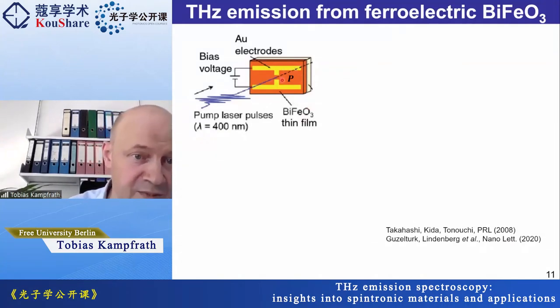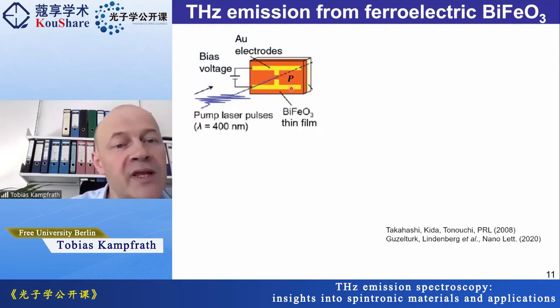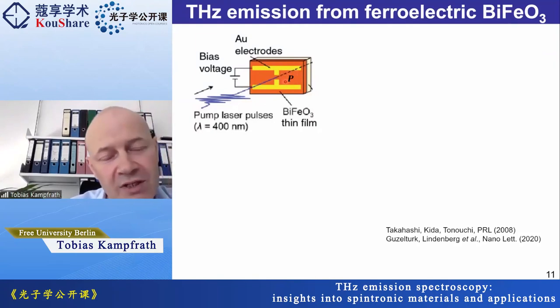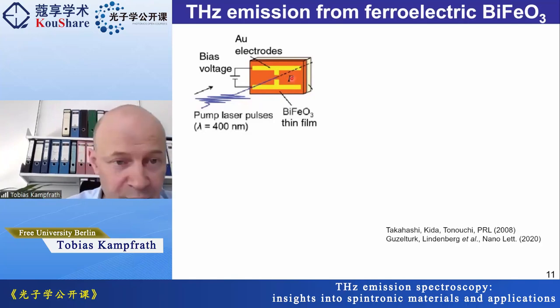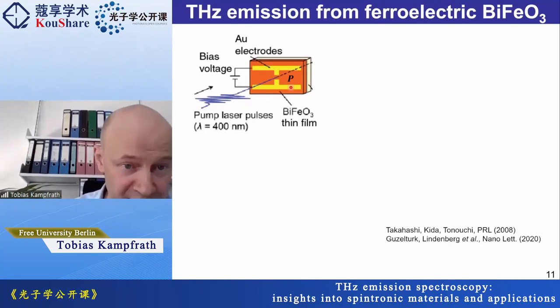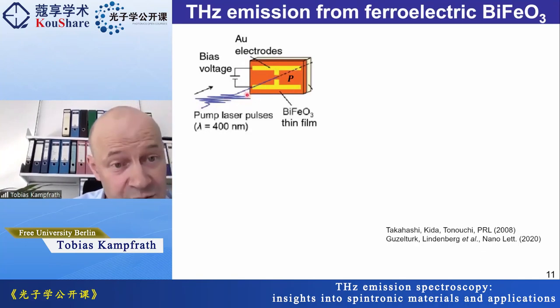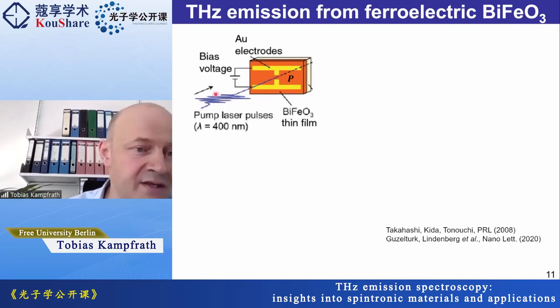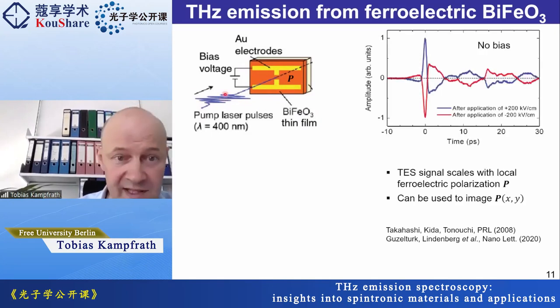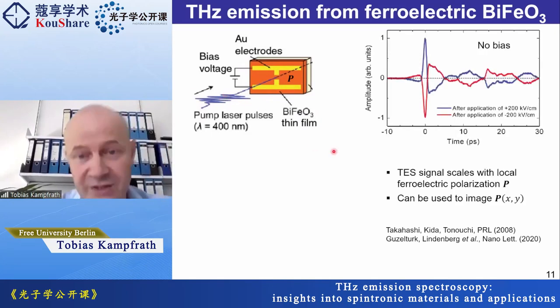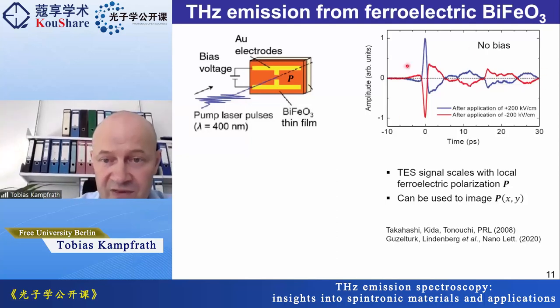So ferroelectric means that the sample, shown here in the plane, has a permanent polarization P, so a certain density of electric dipoles, which forms spontaneously in this ferroelectric material. Then they biased the sample with gold electrodes to induce a monodomain polarization, and then they switched the bias off and excited the sample with a pump laser pulse and measured the emitted terahertz radiation. And the emitted terahertz waveforms are shown here.